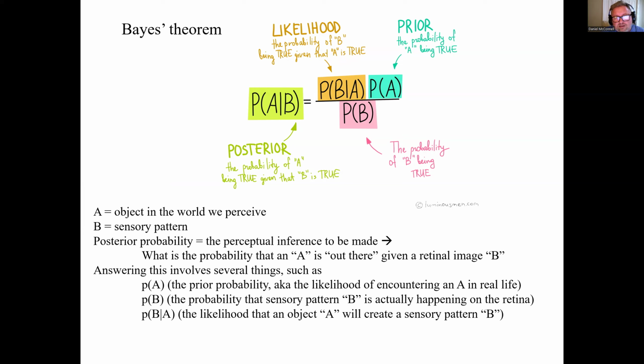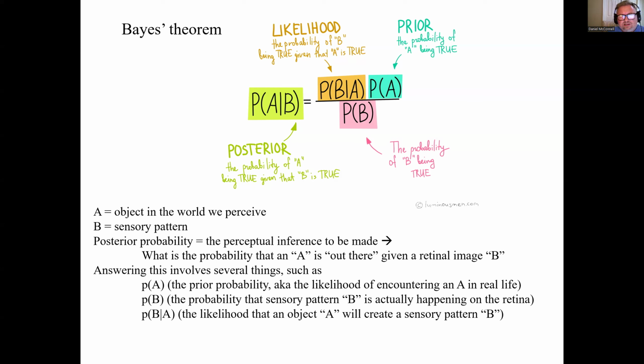What's the probability of there being a tree there in the first place? Well, again, if I'm hiking in the woods, the probability of there being a tree might be high. If I'm somewhere else, maybe the probability is lower. And then what's the probability of B being true? That is the sensory pattern. And so what in the world is that? I mean, what do you mean the sensory pattern is true?